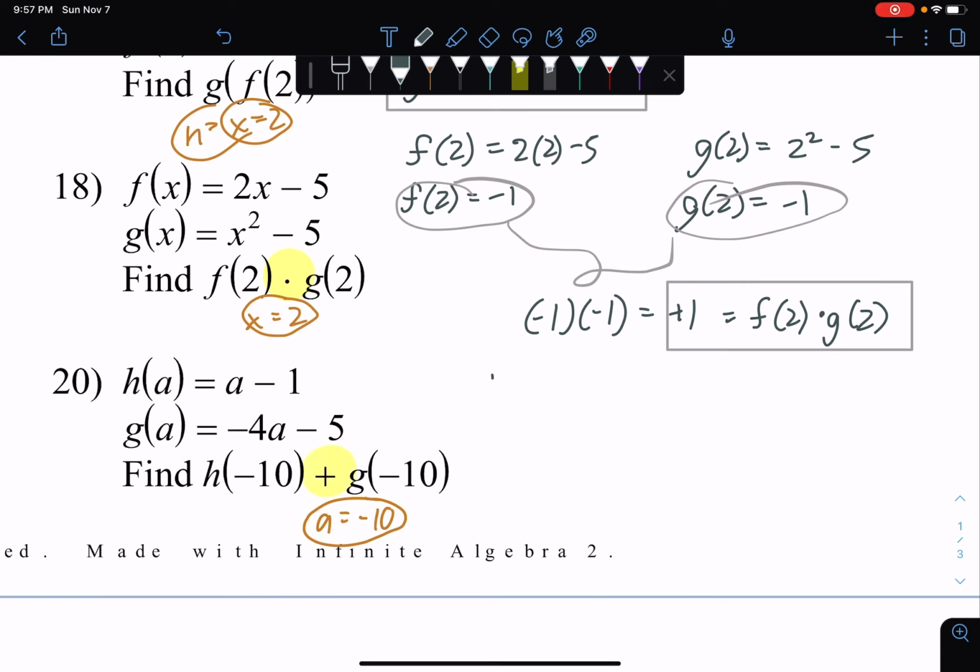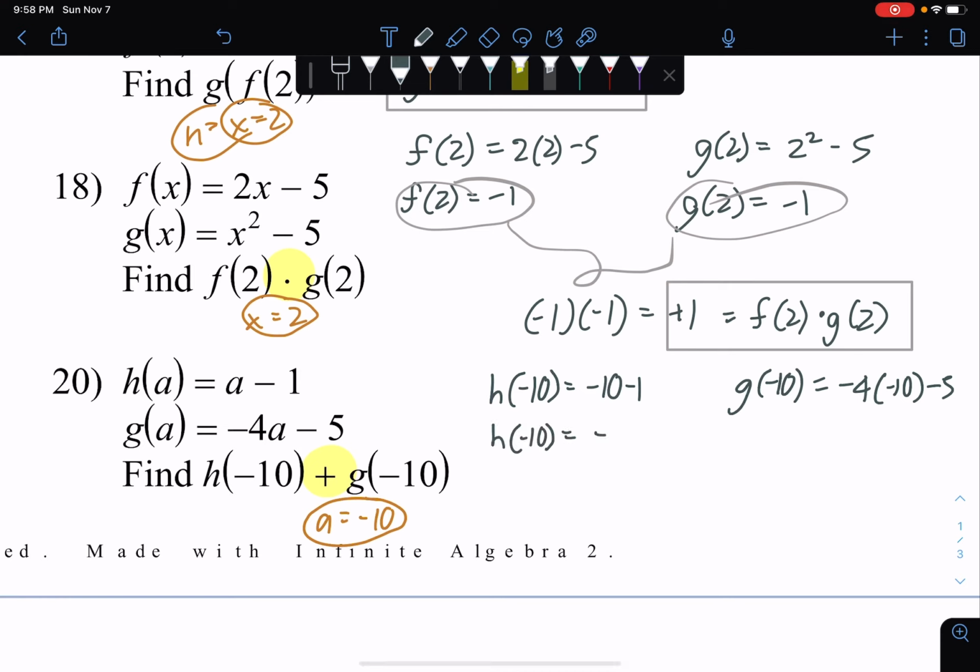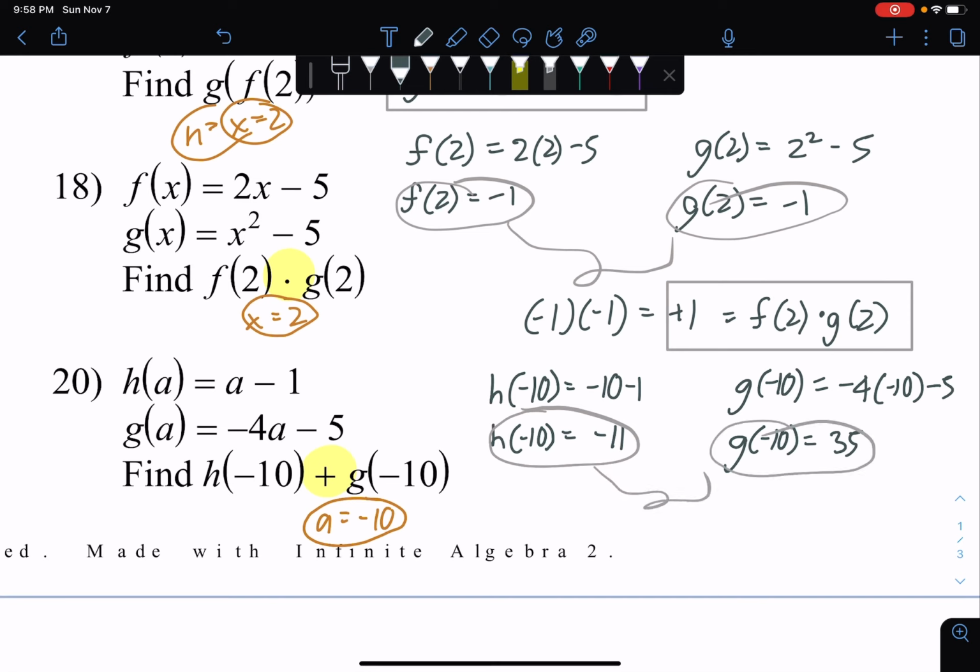So h of a, so h of negative 10 is equivalent to negative 10 minus 1. G of a, which is negative 10, is equivalent to negative 4 times negative 10 minus 5. So h of negative 10 is equal to negative 11. G of negative 10 is equivalent to 40 minus 5, which is 35. And with that, negative 11 plus 35 is 24, I suppose. Yes, it's 24 indeed. 35 minus 11 is 24. Interchanging, negative 11 plus 35 is still 24.